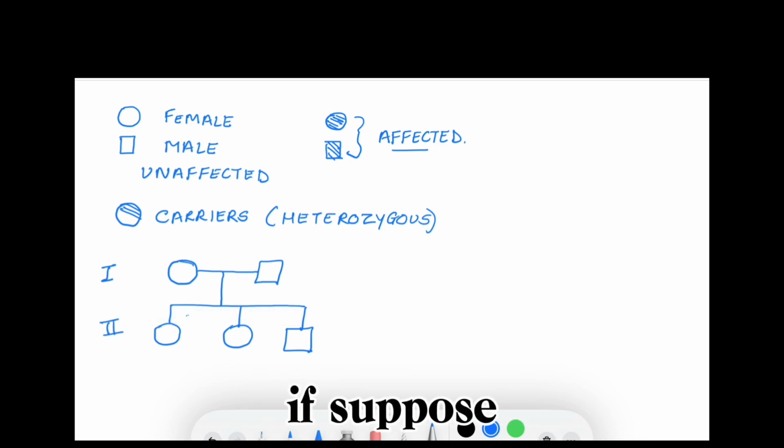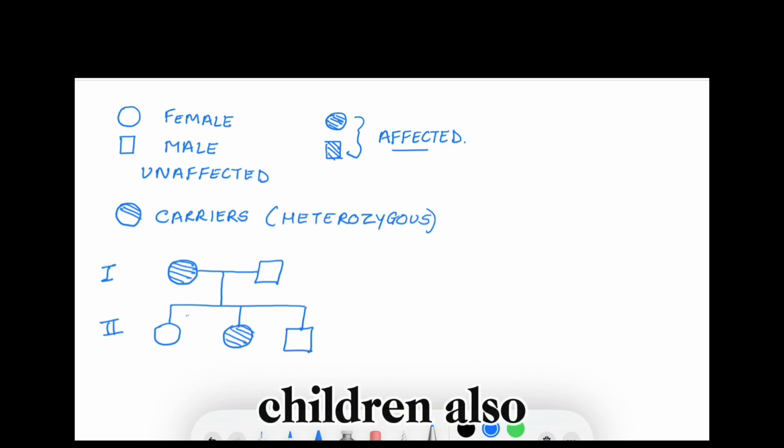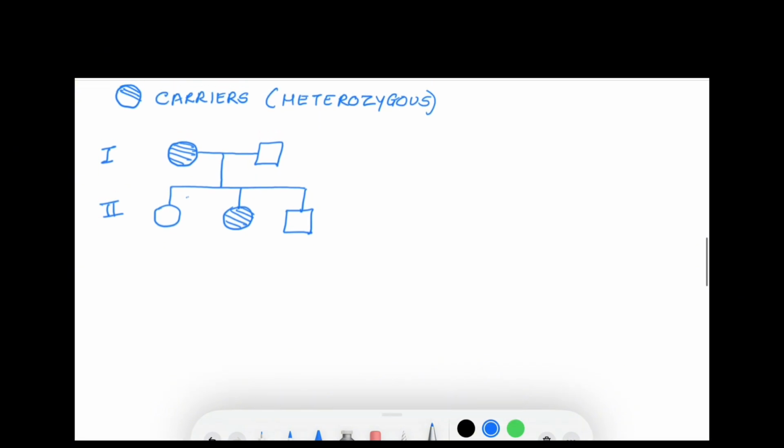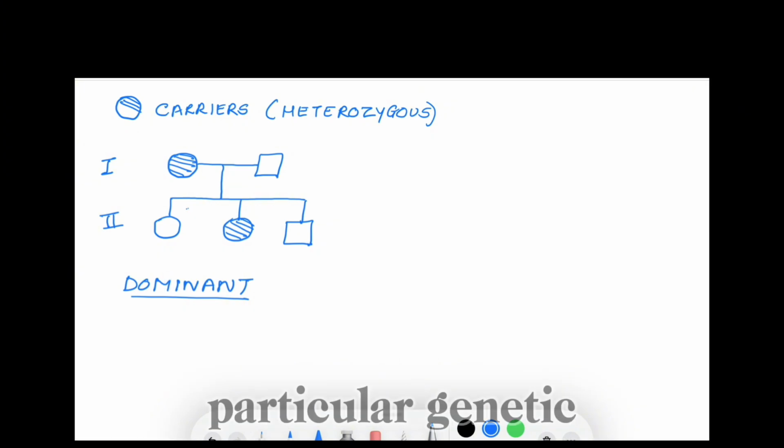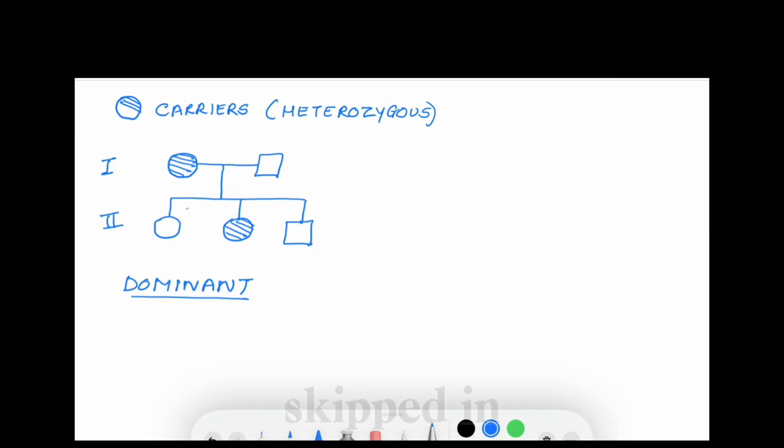If this is shaded, it means this is affected. And suppose we mark one of these children also. Now let's understand all the different traits. Dominant. Whenever we look at a pedigree chart, we should always first see for that particular genetic trait whether it is skipped in different generations or whether the trait is seen in every generation.